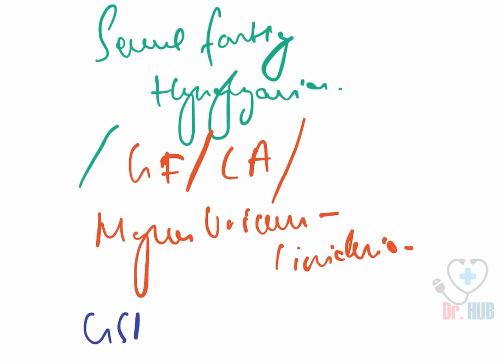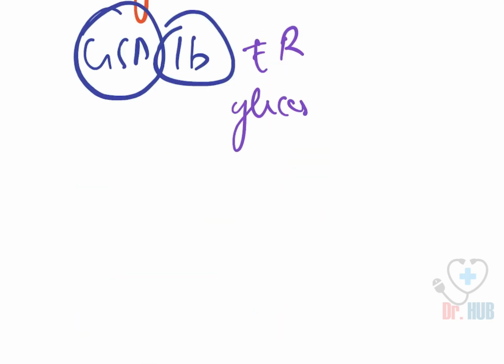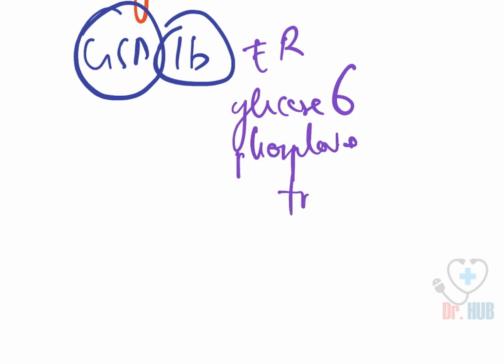Next we look at GSD type 1b. Here the enzyme defect is the endoplasmic reticulum glucose 6 phosphate transporter. The symptoms are very similar to von Gierke's disease.